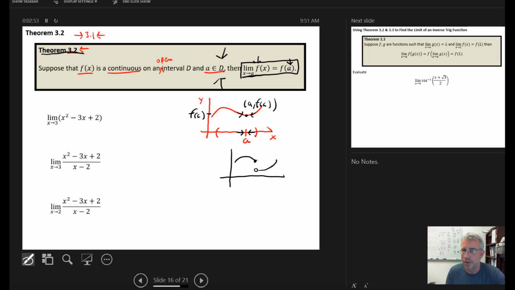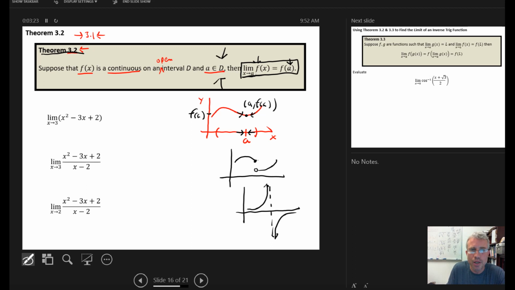I can't draw the graph without lifting my pencil. The limit could possibly not exist when I have a vertical asymptote at a value, where the function is going to infinity or perhaps negative infinity. So discontinuities in the graph are places where the limit won't exist. And so all this theorem is saying, as long as we aren't working at a spot where there's a discontinuity, we can just plug the value into the function to get the limit.